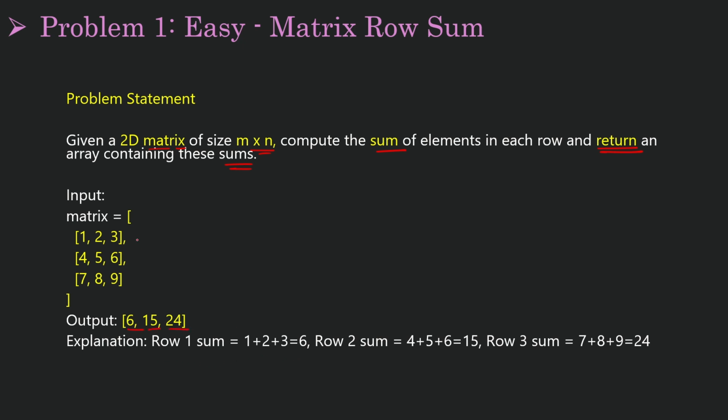Row 1 sum equals 1 plus 2 plus 3, which is equal to 6. Row 2 sum equals 4 plus 5 plus 6, which is equal to 15. Row 3 sum equals 7 plus 8 plus 9, which is equal to 24.